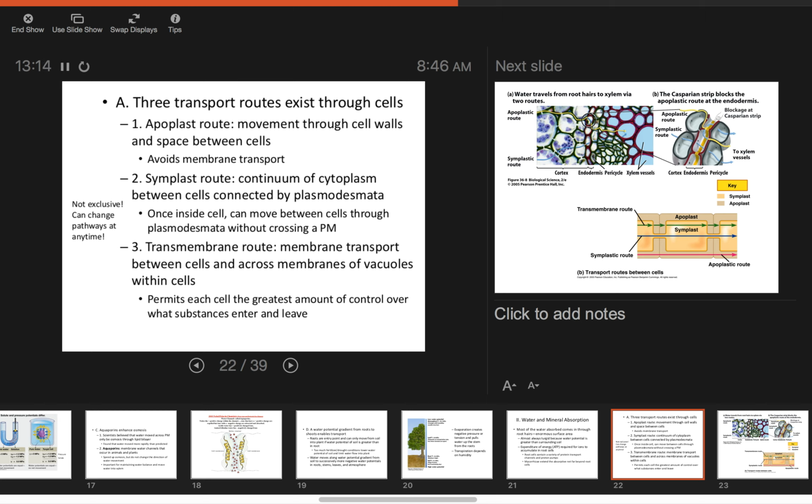Plasmodesmata, that's the key word for symplast, plasmodesmata. And then transmembrane route means it's going to go through the cell membrane as well as the cell walls, maybe the vacuoles inside the cells. So it's going to kind of go through everything. Now, this is not exclusive. If a water molecule or nutrient or whatever is moving chooses apoplast, it doesn't mean that it's destined to always stay apoplast. It can change pathways at any time.